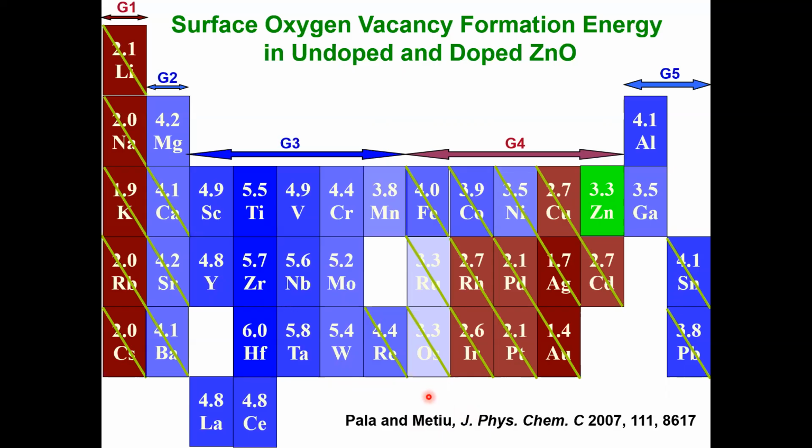What is it that we tried to do here? This is a way of screening for oxidation catalysts: which dopants make the host oxide, in this case zinc oxide, promote oxygen vacancy formation. All the things coded red promote oxygen vacancy formation energy. All the things coded blue make oxygen vacancy formation more difficult, increasing the energy. So this is one way of screening.